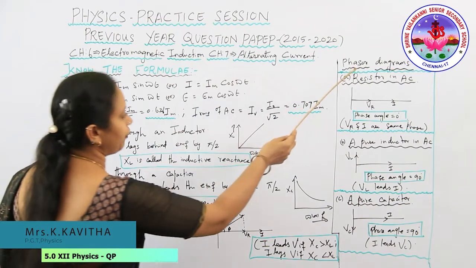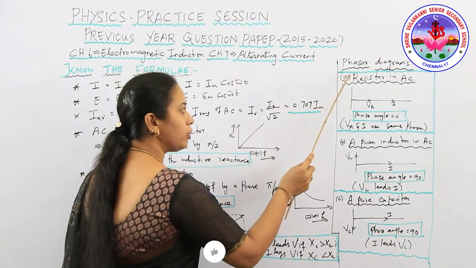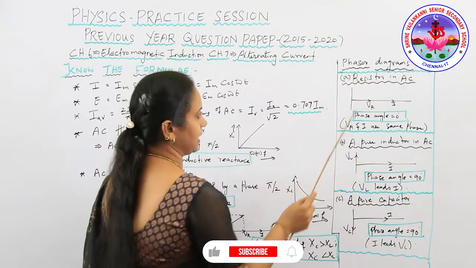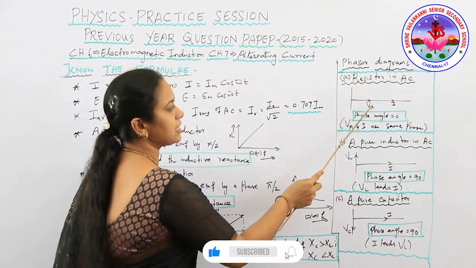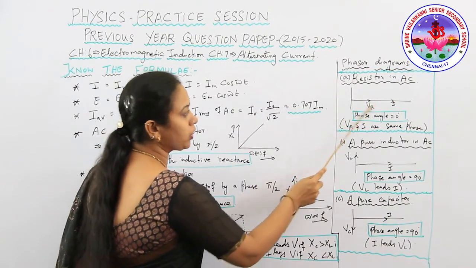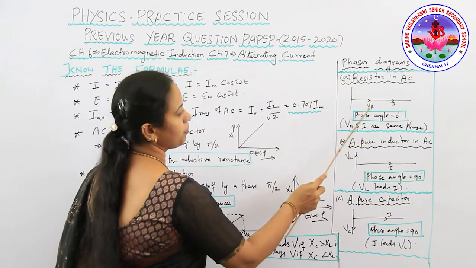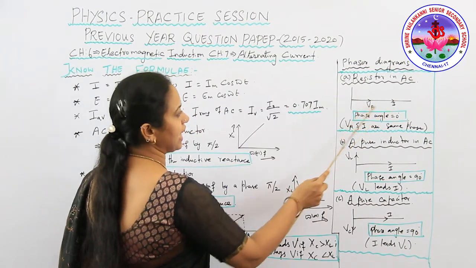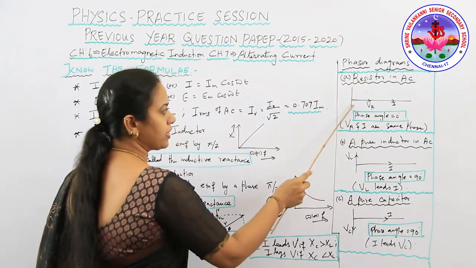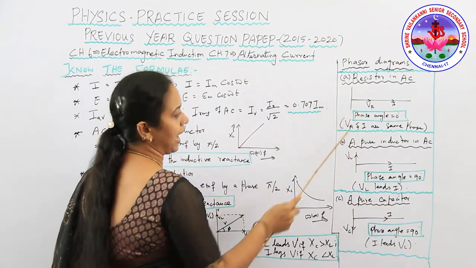Now one by one we can see the phasor diagrams. The phasor diagram for a resistor in AC: only a resistor, which means there is no phase angle. Both are at the same angle, in the same phase. So VR and I are in the same direction. There is no change in the orientation or the angle.